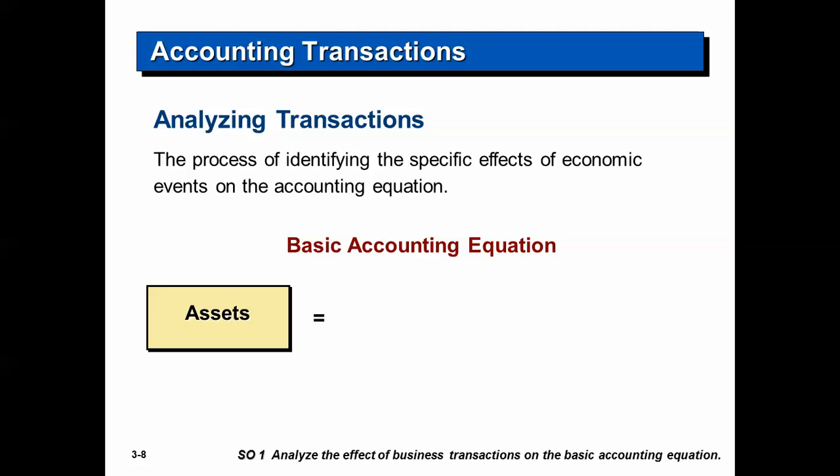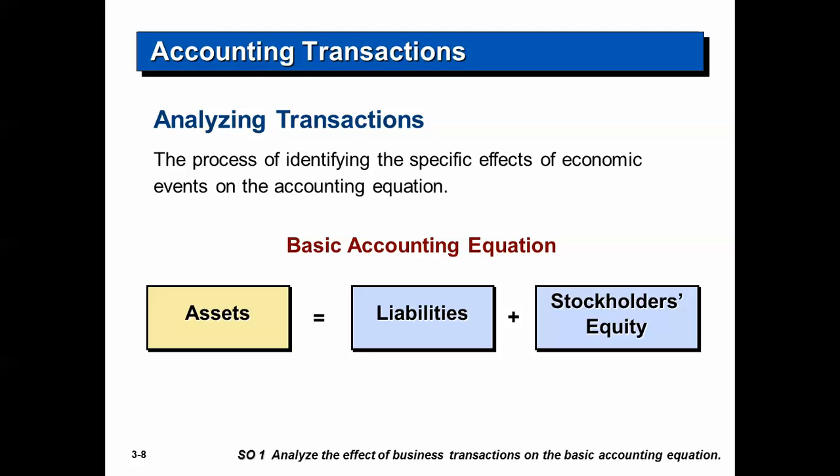Now, analyzing transactions. In analyzing these, we consider the basic accounting equation, and that is assets, which are on the left-hand side of the equal sign, equal liabilities on the right-hand side of the equal sign, plus shareholders' or stockholders' equity. That's the basic accounting equation. Notice, one side of the equal sign, the other side of the equal sign. With this equation, we can now record all business transactions.